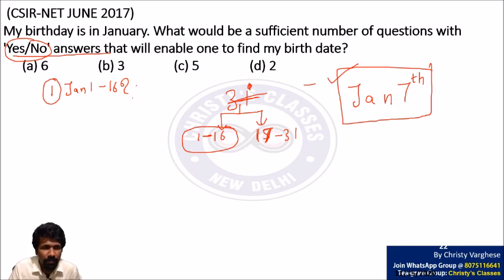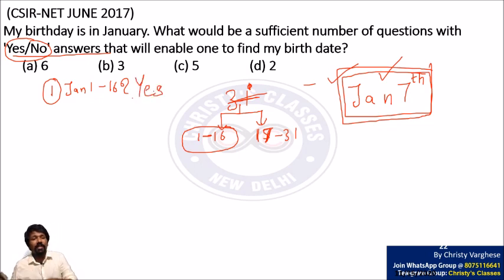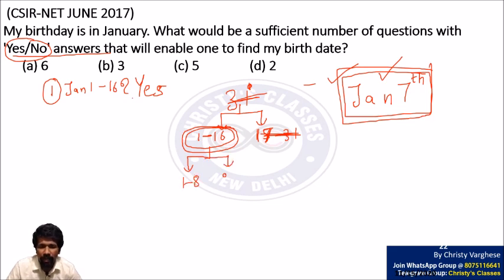The person can say yes or no. Here, as he has Jan 7th in mind, he will say yes for sure. If he says no also, it's okay. Then we will understand that the date is not between Jan 1 and 16. So yes, he said, means we deleted the other half. Now you only have 16 days. That 16 you again divide into 2 equal halves: 1 to 8 and 9 to 16. Take any one of the halves.